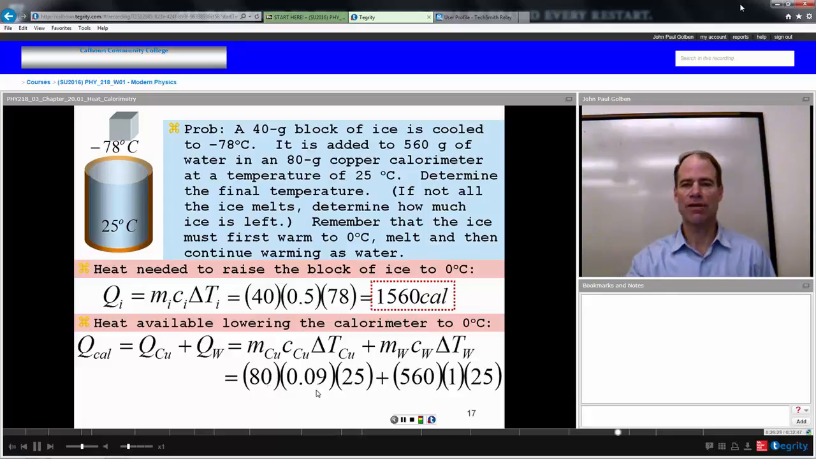So we have 80 grams of the copper. The specific heat of copper is 0.09, and we have a 25 degree change in temperature. 560 grams of water. The specific heat of water is 1 calorie per gram per degree Celsius, and 25 degree change in temperature as well, as we bring both of them down to 0 degrees. This is a total energy of 14,180 calories available to warm things up.